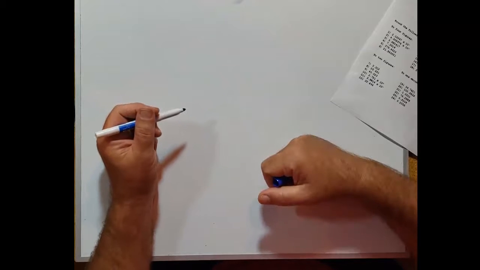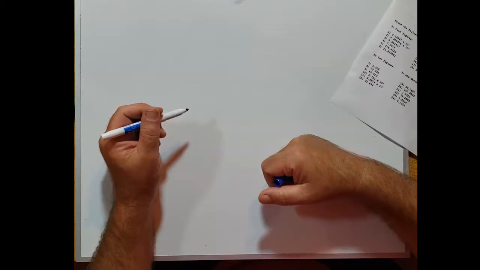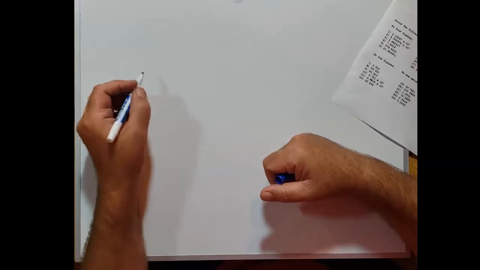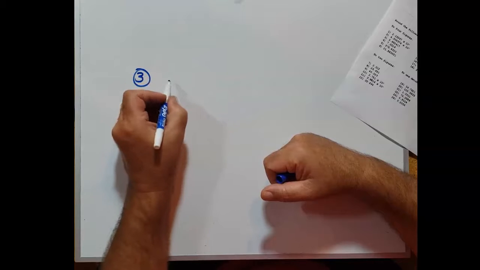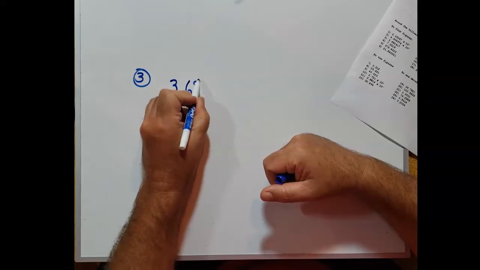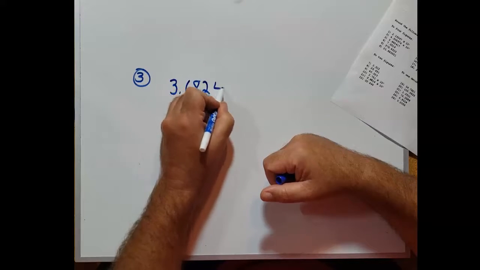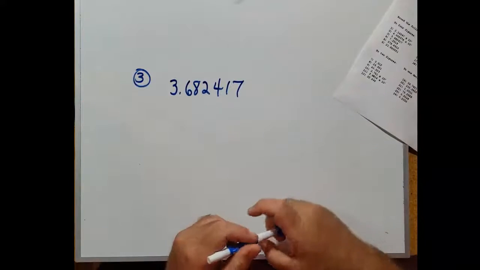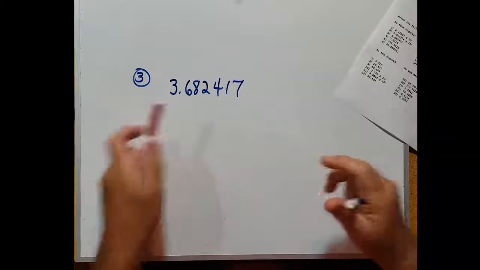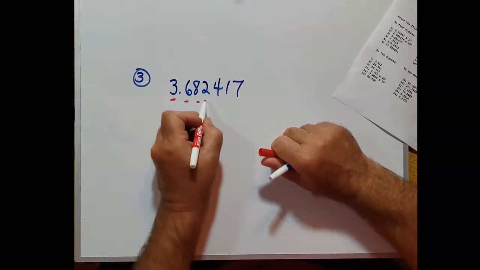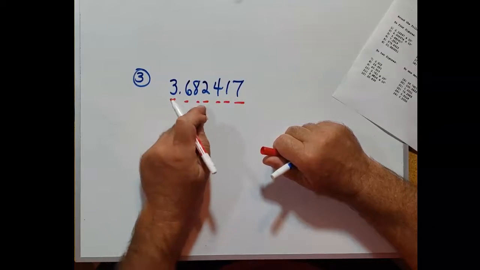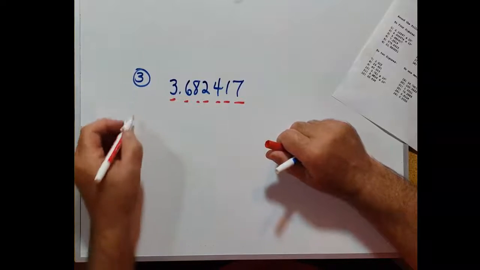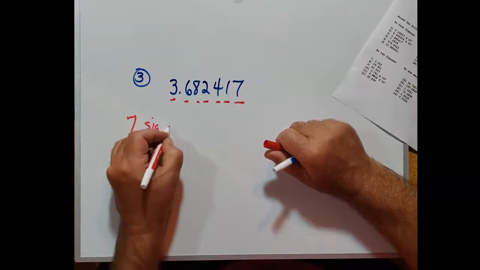How about number, let's see. Let's try number 3. 3.682417. We want to round it to 4 sig digs. Well, what are the significant digits? Well, they're all non-zero, so they're all significant. Every single one of them is. 1, 2, 3, 4, 5, 6, 7. 7 sig digs.